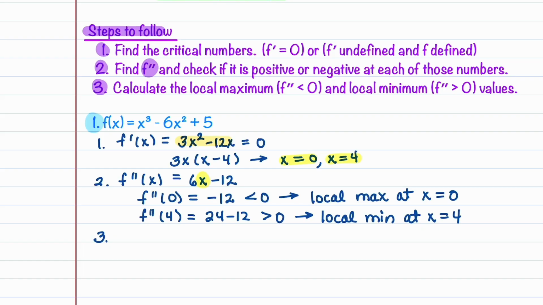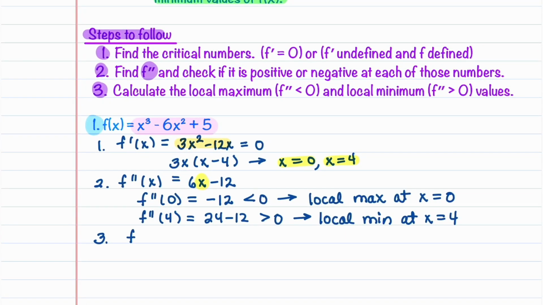So we need to go back up to our original function and plug in those x values. We have f at 0. That one's easy. That's just equal to 5. So that tells us that we have a local max equal to 5. And that, of course, is at x is equal to 0.